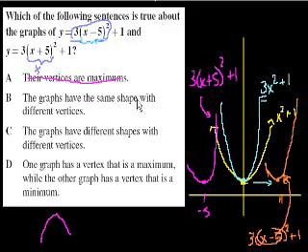The graphs have the same shape with different vertices. Yeah. Both of these graphs have the shape of 3x squared, but one vertex is 10 to the left of the other one. So I think B is our choice. Let's read the other ones. The graphs have different shapes with different vertices. No, they definitely have the same shape. They both have this 3x squared shape. One graph has a vertex that is a maximum, while the other has a minimum. No, that's not right. They both are upward facing, so they both have minimum points. So it's choice B.